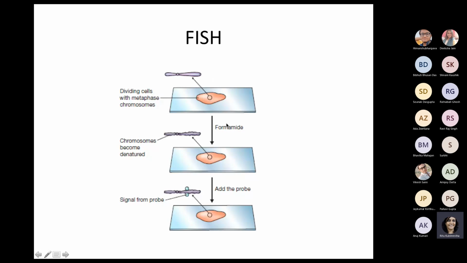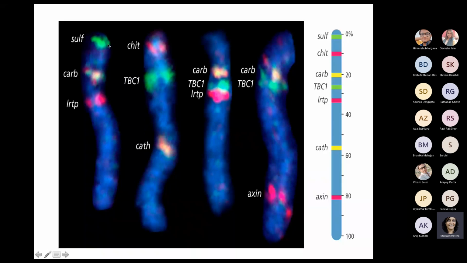You treat them with formamide so the DNA strands open up; they will be denatured in the presence of formamide. Then you add your fluorescent probe and do the hybridization. So how will your chromosomes look? They will look like this. In this case, they have used different probes with different fluorescent dyes.